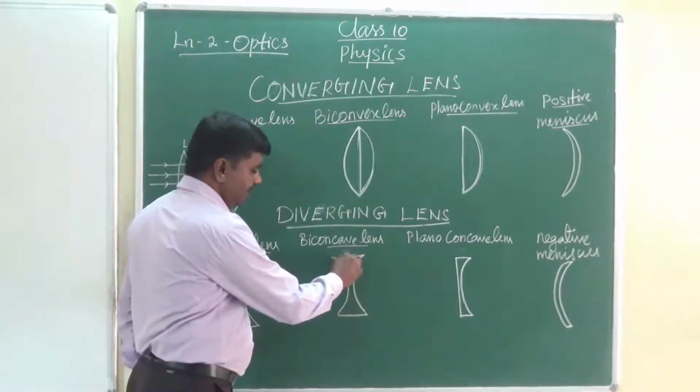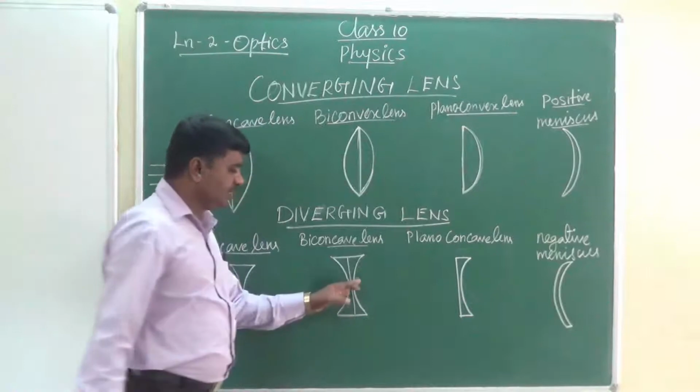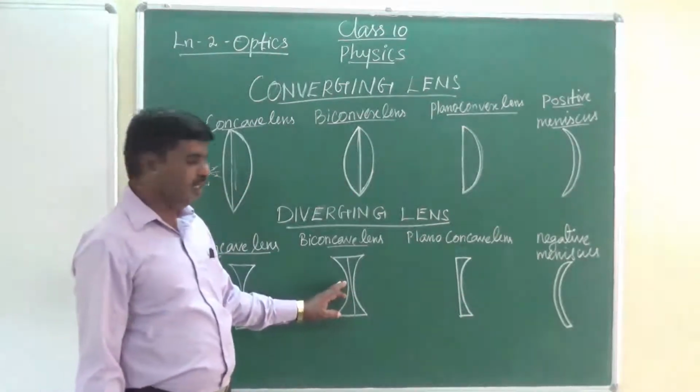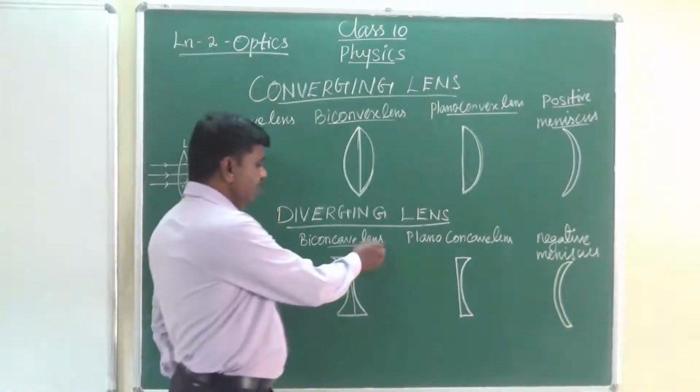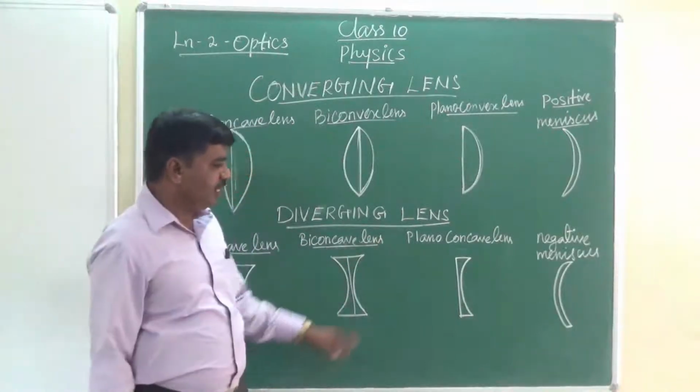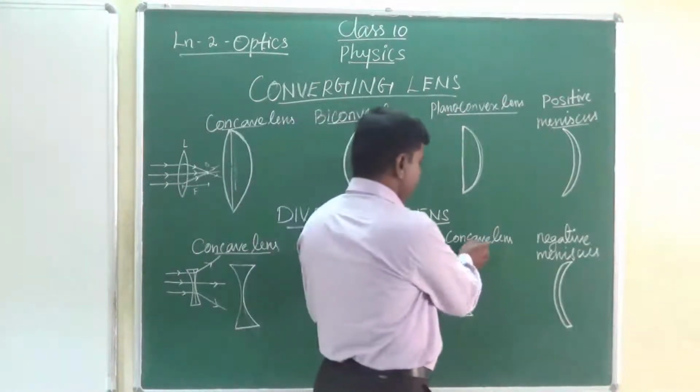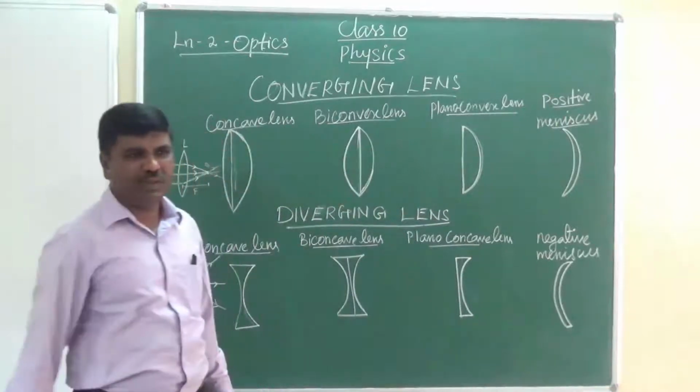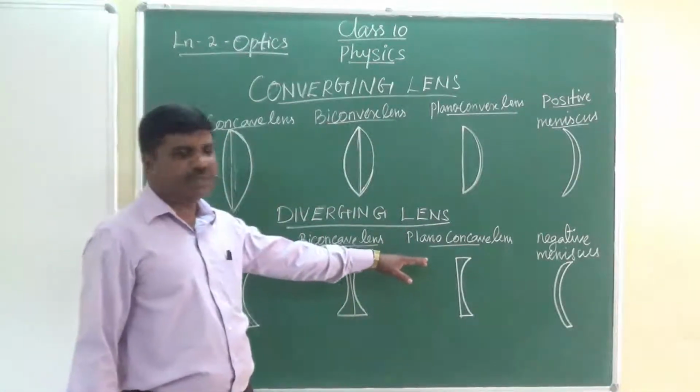At the center we can draw a center line. Both the sides are a semi-circle. So we can say it is a biconcave lens. Then the planar convex lens. This planar convex lens is also used only for laboratory purposes, for research.